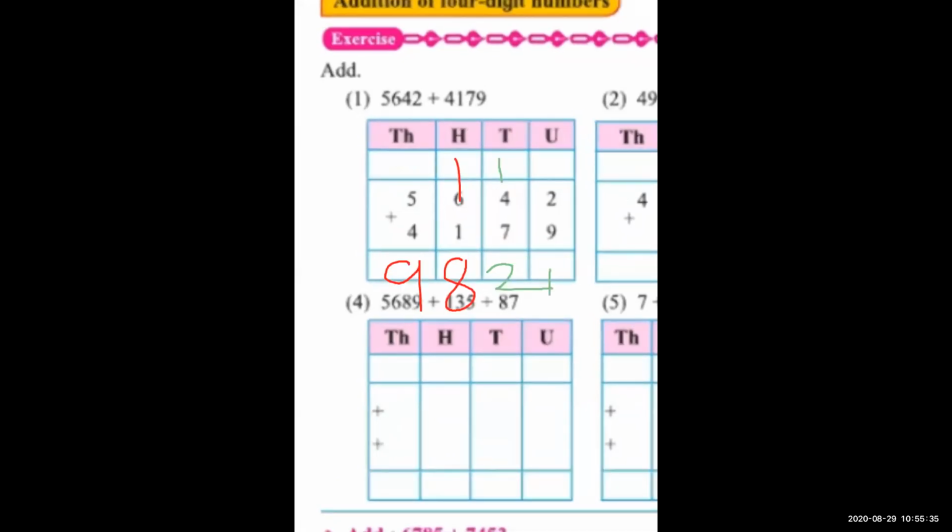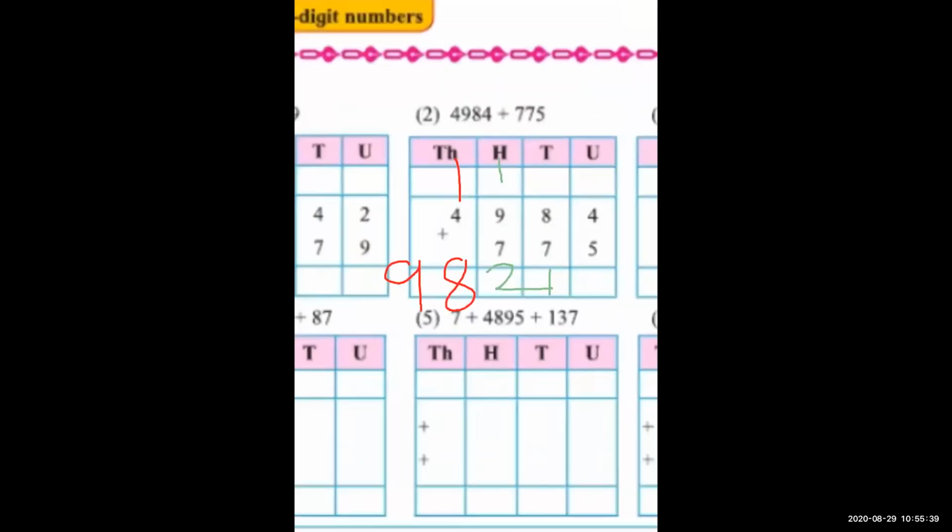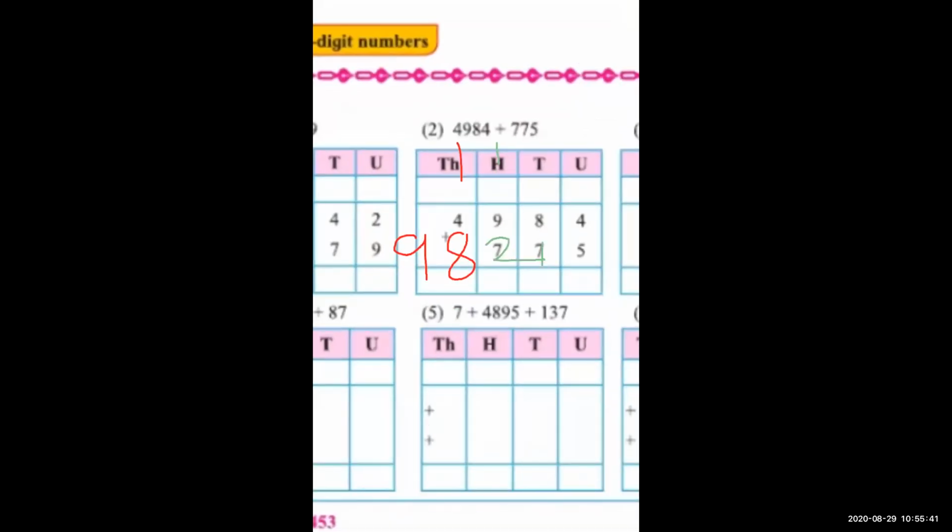We will go to our next sum. See, this is the next sum. I am going to clear this sum. Now see, the second sum is a 4-digit number plus a 3-digit number. Addition is what? 4-digit addition with 3 digits. So how do we want to do it now?